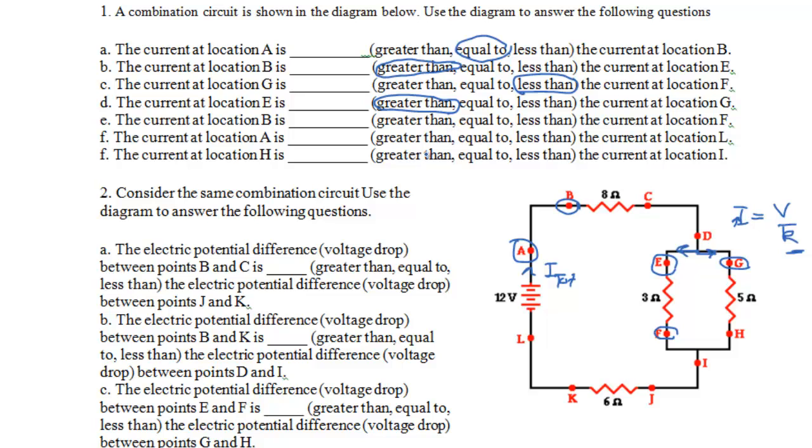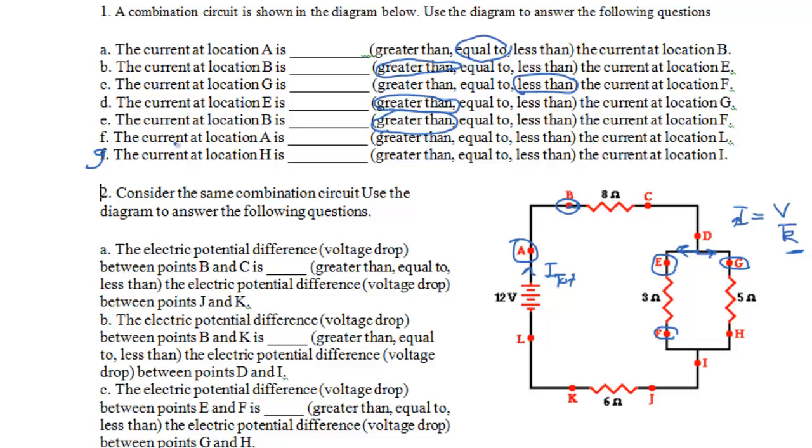Then question number E. The current at location B, which is this one here, which takes the total current, will be greater than, equal to, or less than the current through F. Now again, at F the current will split, so we expect that the current that goes through B is actually greater than. Okay, question F, and we have two F here. Let's call this one G actually.